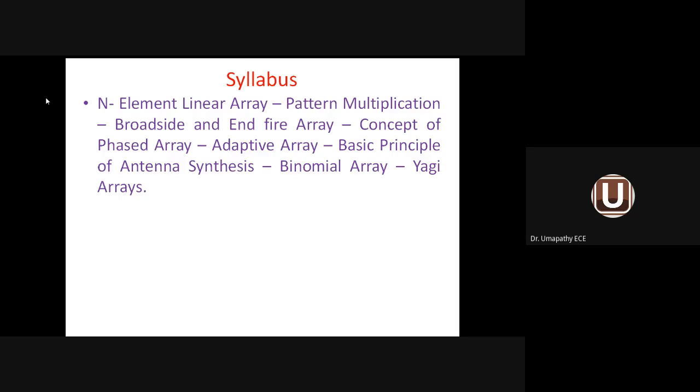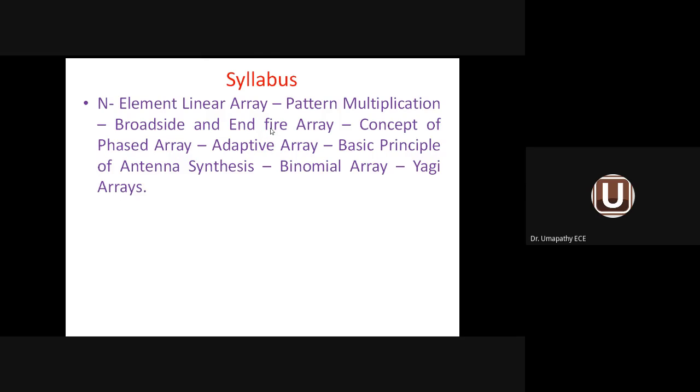Good afternoon to all. Today's lecture, three topics I'm going to teach you: broadside array, end-fire array, and the third one is pattern multiplication. So first one is broadside array. Second one is end-fire array. Third one is pattern multiplication. These two topics are very important. Yesterday I was telling about the importance of broadside array and end-fire array. So those two topics we are going to discuss today.